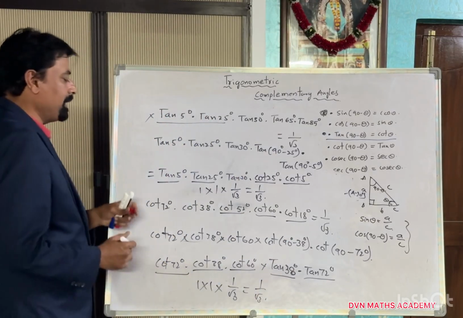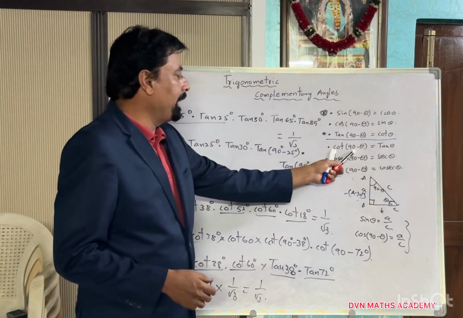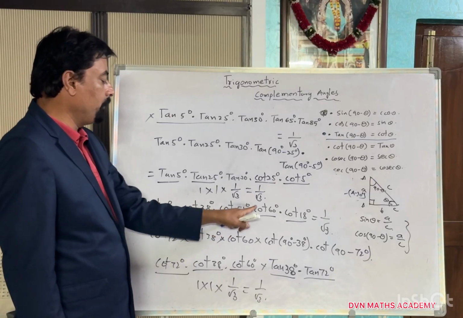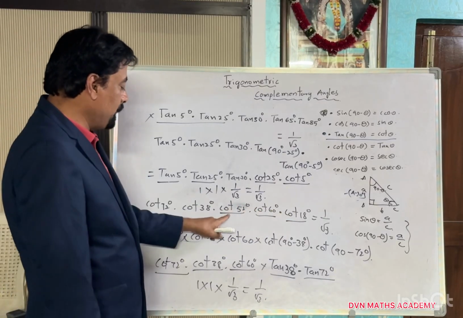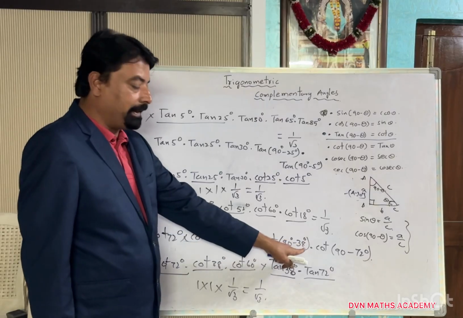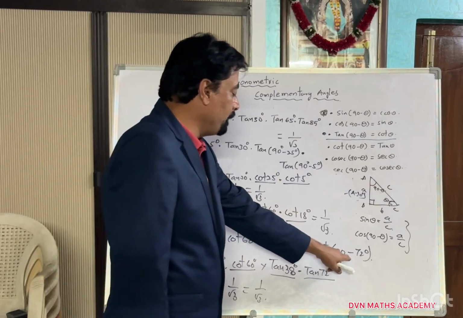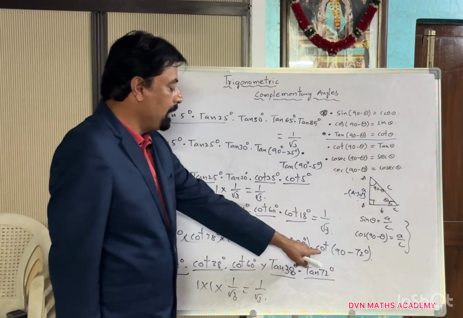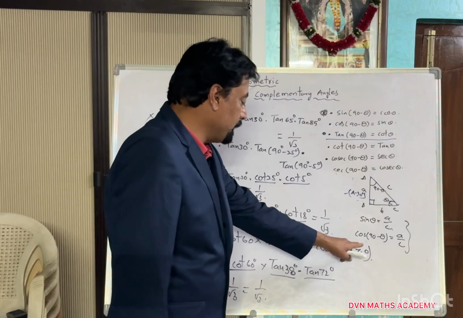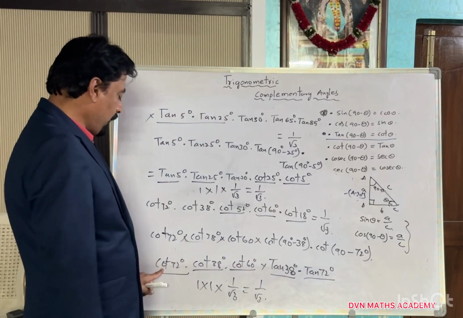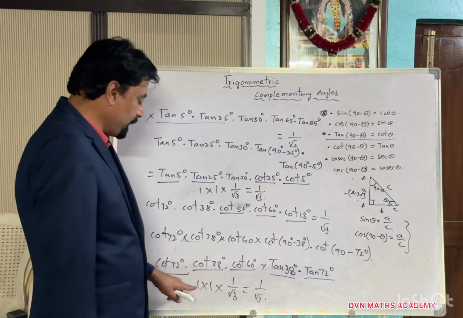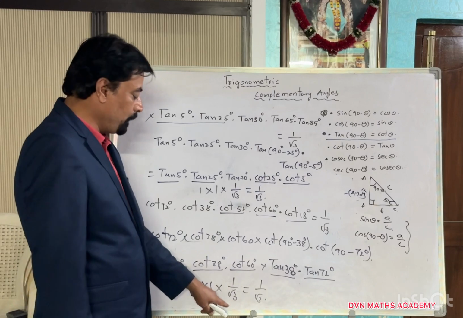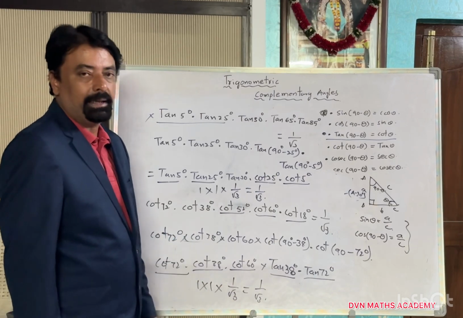If you observe carefully, here also I used the identity cot 90 minus theta is equal to tan theta. In cot 72, cot 38, cot 52, cot 60 and cot 18, this 52 I converted into 90 minus 38, and this 18 I converted into 90 minus 72. Applying the rule gives tan 38 degrees and tan 72 degrees. The reciprocals cot 72 and tan 72 have product 1, and cot 38 and tan 38 have product 1. Cot 60 is 1 by root 3. If you multiply these values, you get 1 by root 3.